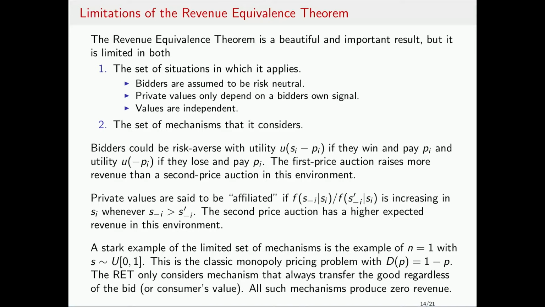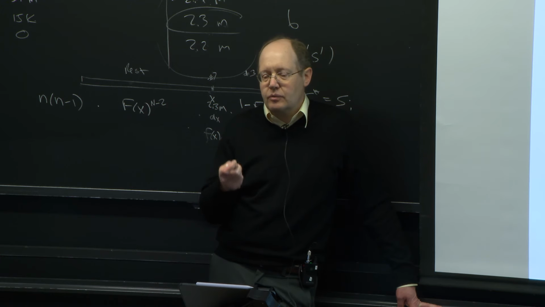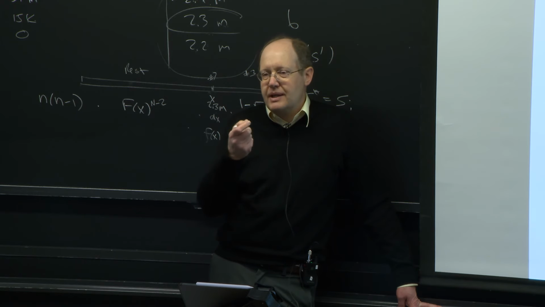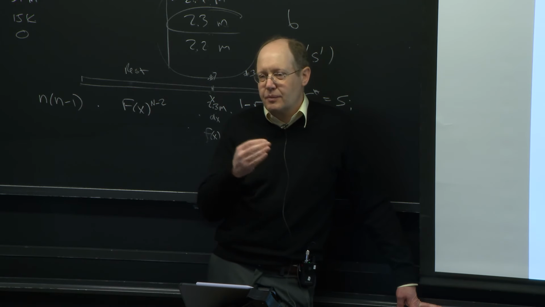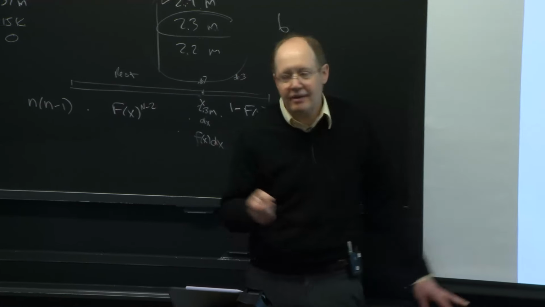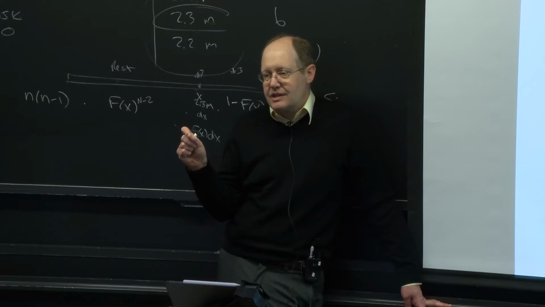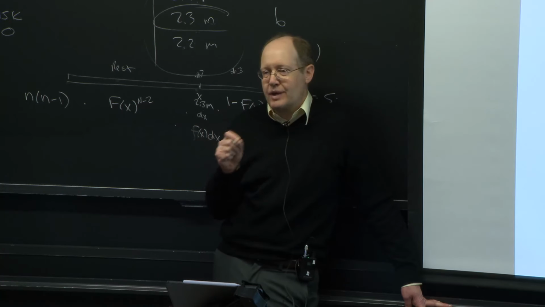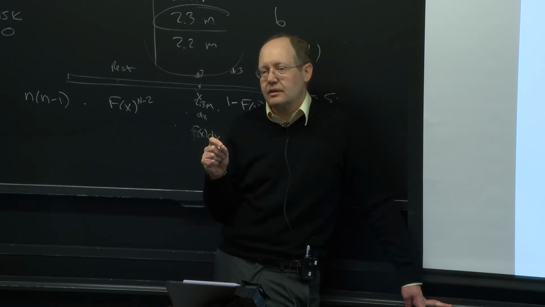You can charge S lower bar, but they always give away the good with probability 1, which means you're always giving away that surplus that we were, in monopoly pricing, being told you don't want to give away. So the revenue equivalence theorem is considering this limited class of mechanisms which don't include the mechanisms you would actually want to use.